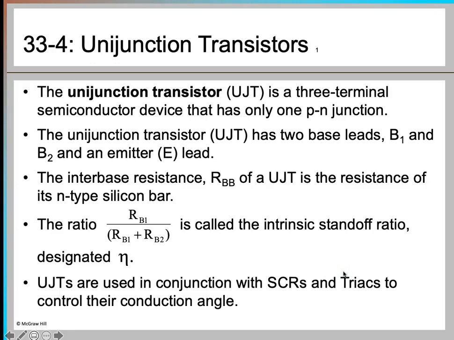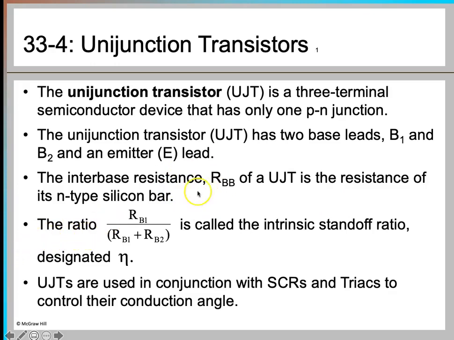Now let's move on to unijunction transistors. A unijunction transistor is a 3-terminal semiconductor device that has only one p-n junction. The unijunction transistor has two base leads, B1 and B2, and there is an emitter lead, and the interbase resistance RBB, which is between the two base leads, is the resistance of the n-type silicon bar. We're going to see the construction and how it looks in the next slide.